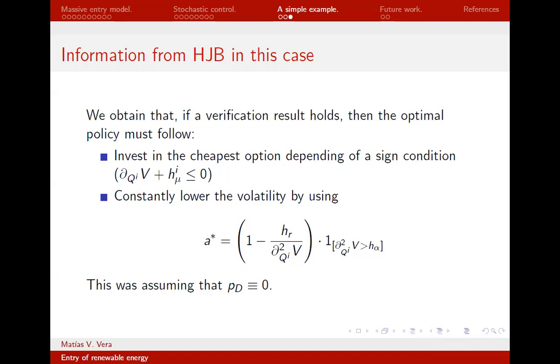And the other one, we see that the volatility must be lowered by using that control. We do not have yet an interpretation for that control, but I think it has one. But it's basically, I go turning down the volatility depending on this, and if I am in the boundary, then I turn it off immediately. Okay? And this was assuming that PD equals 0, because if not, the problem becomes really difficult to work with.